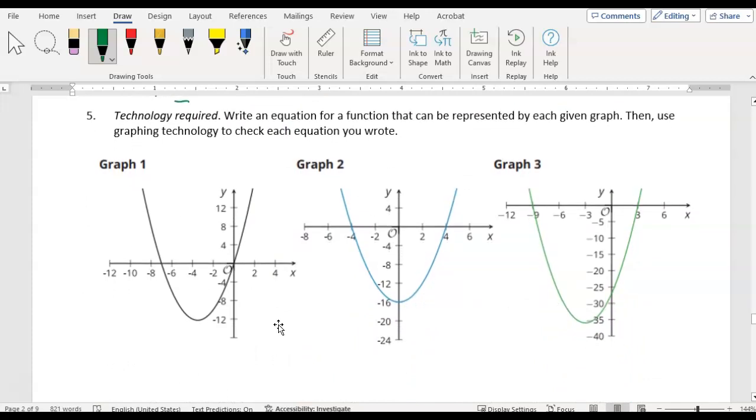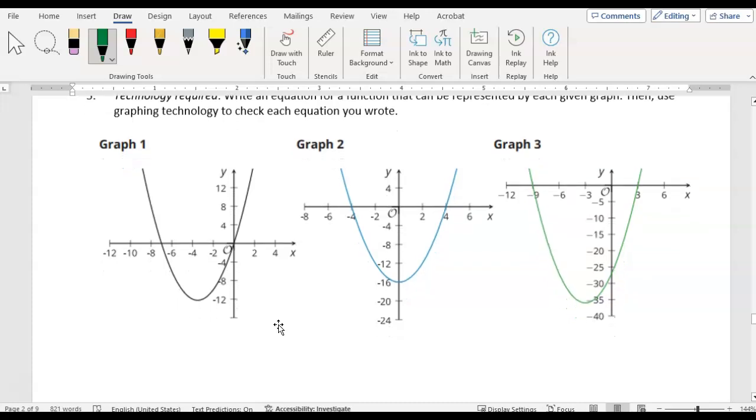All right, write an equation for a function that can be represented by each given graph, then use graphing technology to check each equation you wrote.